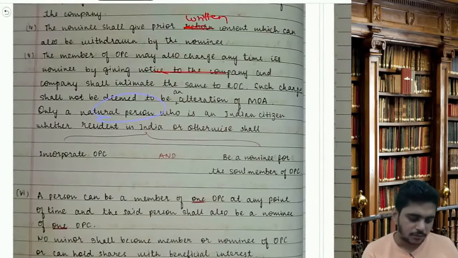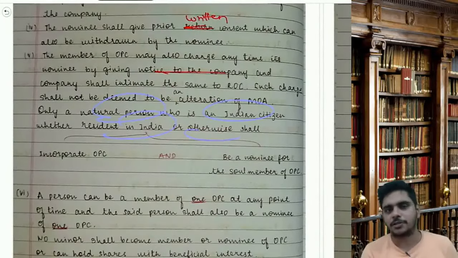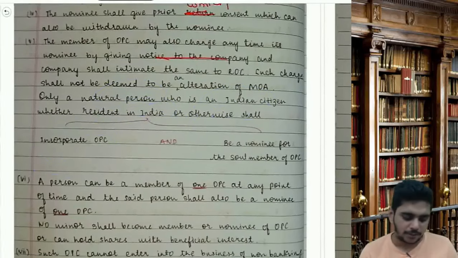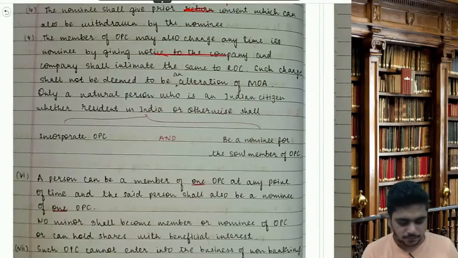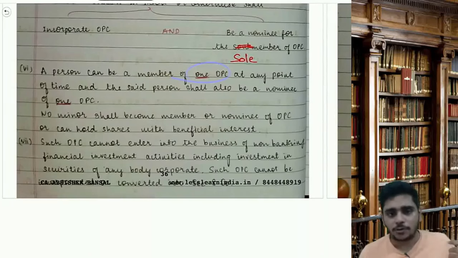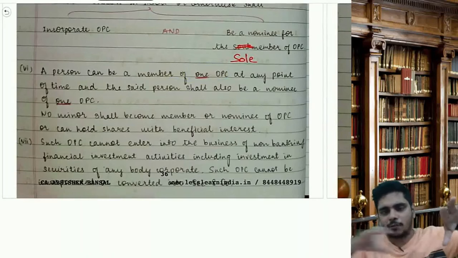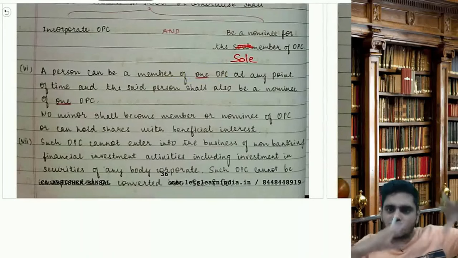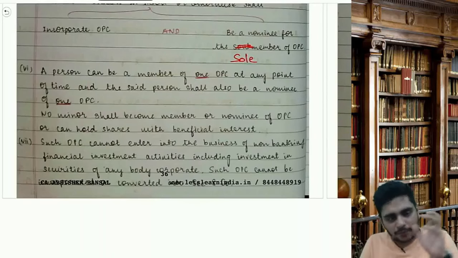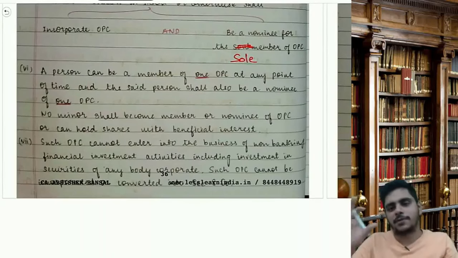Only a natural person who is an Indian citizen, whether resident in India or otherwise, can incorporate an OPC or can become the nominee for the sole member of OPC. A person can be a member of one OPC at any point of time, and the said person can also be a nominee of one OPC. So one member, one nominee. In one OPC I can become a member, and in another OPC I can become a nominee.